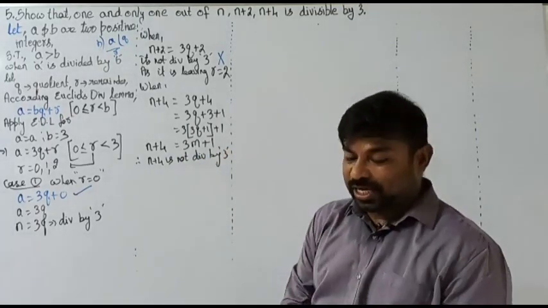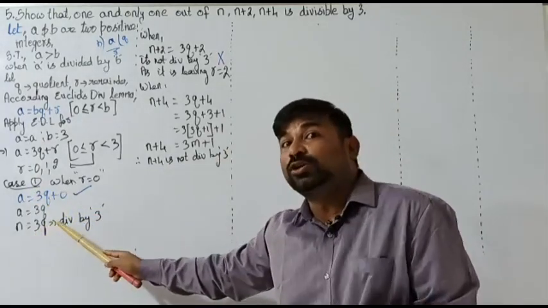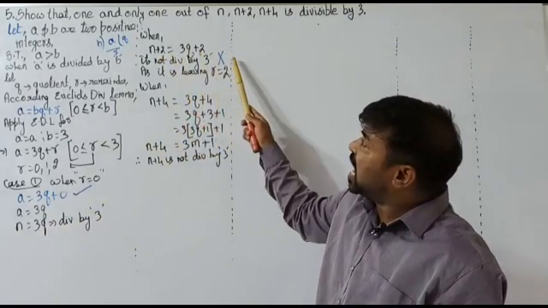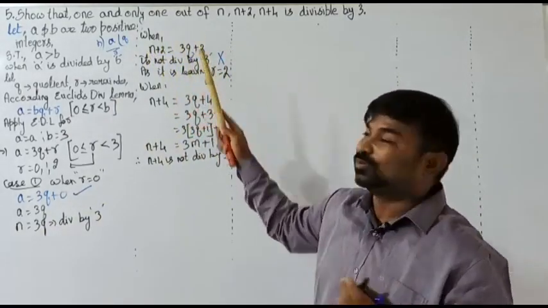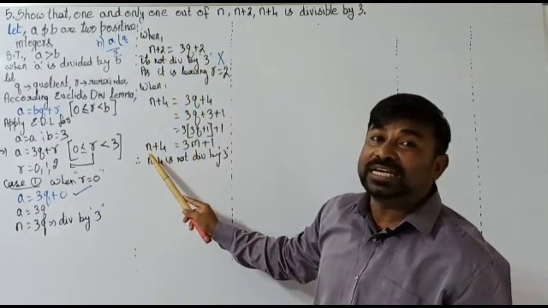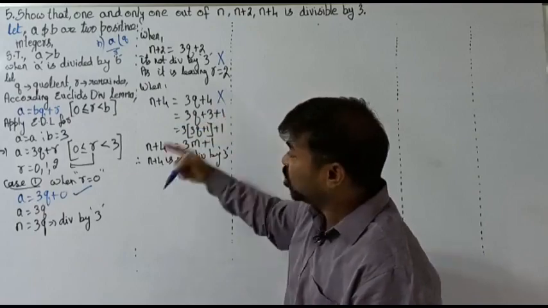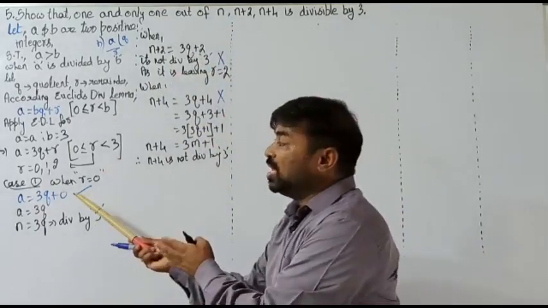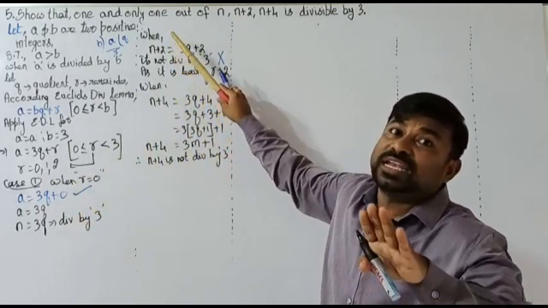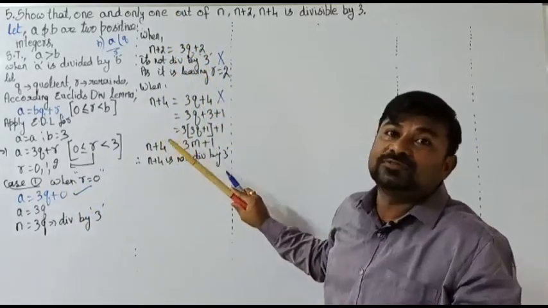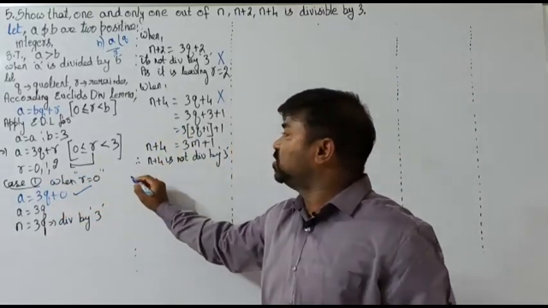3. So if you check it out in case 1, it is divisible when n is equal to 3q. It is not divisible in the case of n plus 2. It is not divisible for n plus 4. So out of these 3, only in the case of n it is divisible. It is not divisible in the case of n plus 2, and not divisible in the case of n plus 4. Now this is case 1 when r is equal to 0.